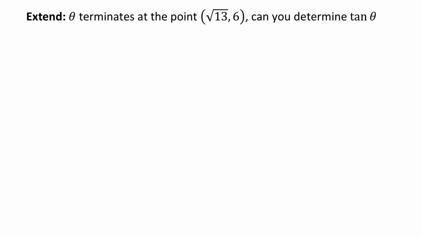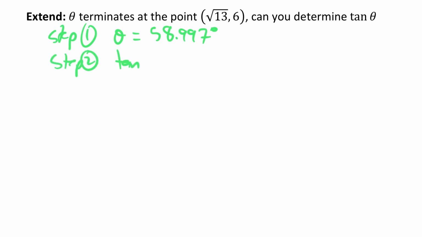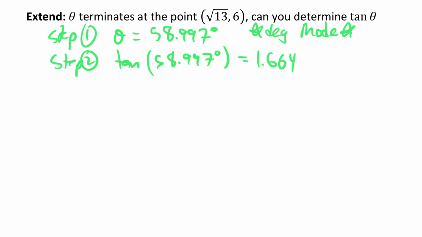If theta terminates at the point root 13 and 6, could you determine tan of theta? Well, you might say, oh, okay, well, this is like step 2, right? Step 1 was theta equals 58.997 degrees. Step 2 is just do tan of 58.997. Okay, so we have that number. We can do tan of 58.997, hit equals. Again, make sure you're in degree mode. Right, we're working with degrees. Okay, so tan of that gives you 1.664. Okay, sweet, we got our answer.